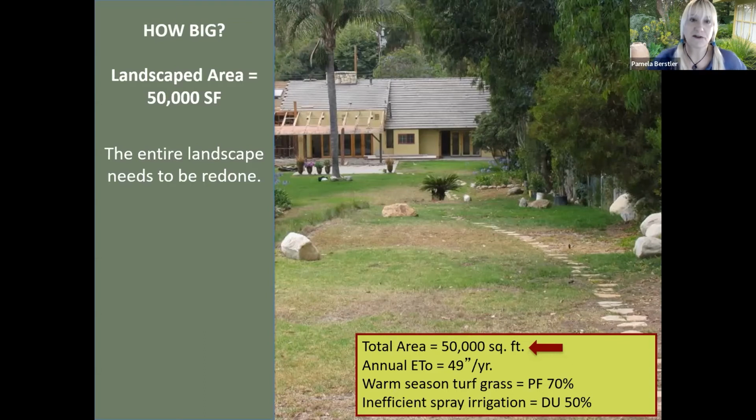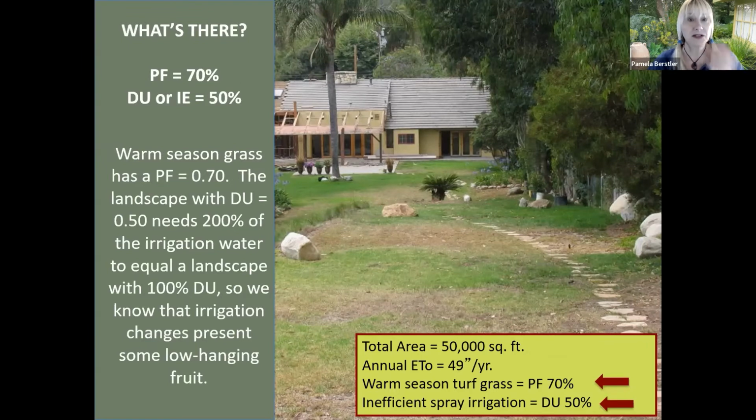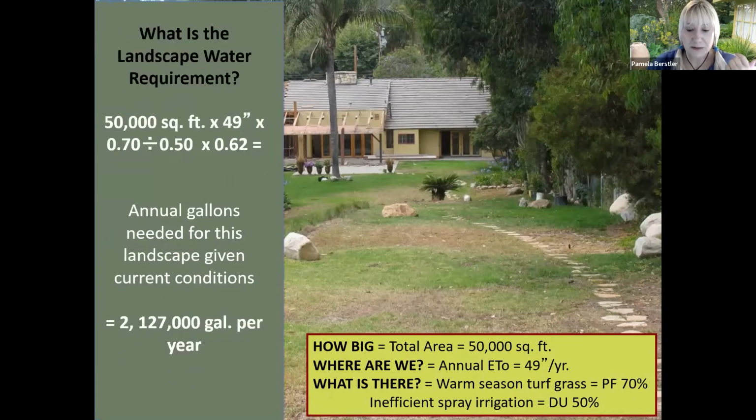So in this case, 50,000 square feet. And then we ask ourselves, well, what's there? What's in this place? Well, we have warm season grass, which has a plant factor of 70%, and we have an irrigation efficiency of 50%. So we know right away that however much water this landscape requires from the plant factor, we're going to have to apply at least twice as much because our distribution uniformity is so low.